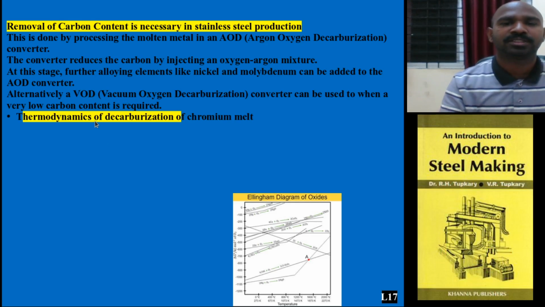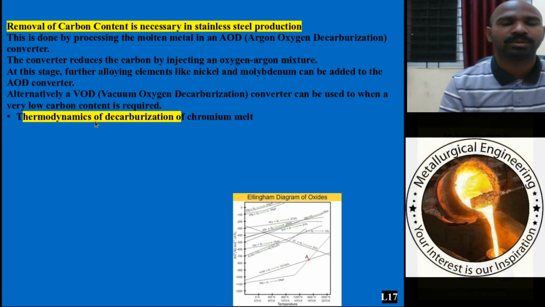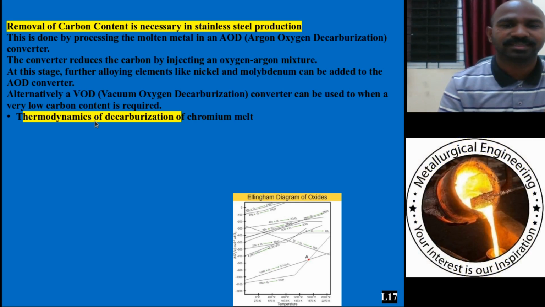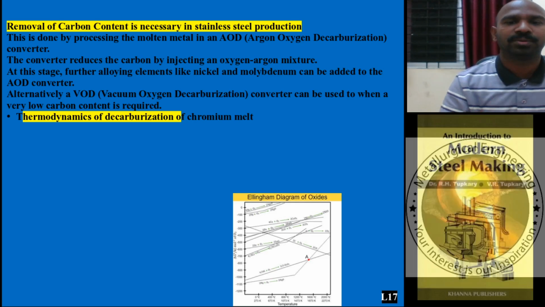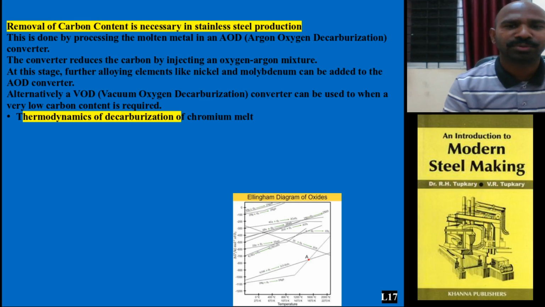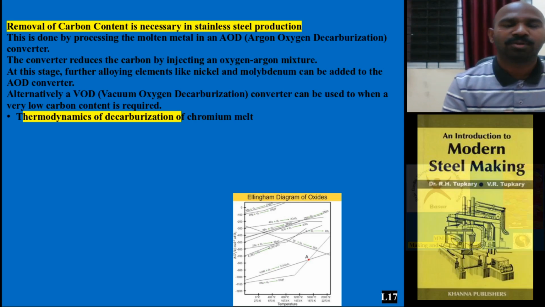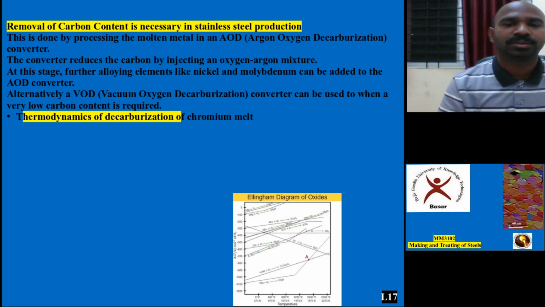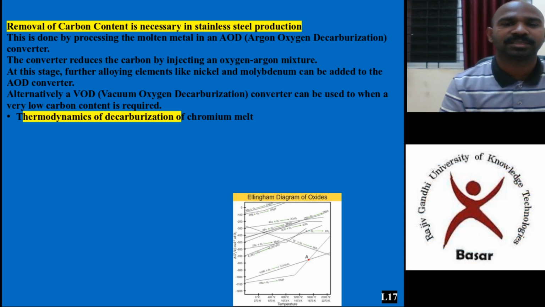Coming to the thermodynamics involved during decarburization, and the chromium also: for the production of stainless steel, you add ferrochrome, and there is high carbon content in the EAF process. That carbon needs to be reduced, and the chromium level is supposed to be increased in the molten metal. It should not get oxidized. Those things need to be balanced.